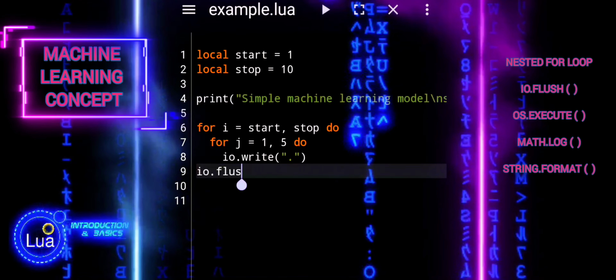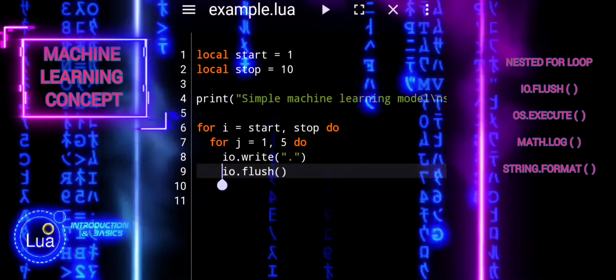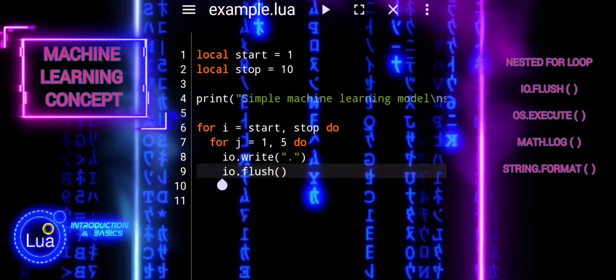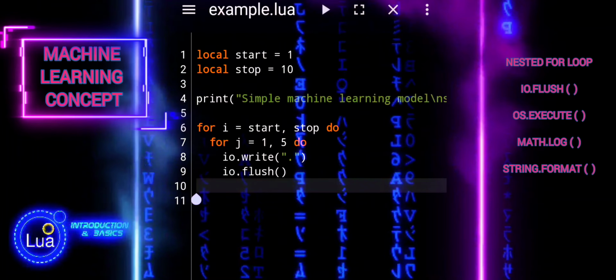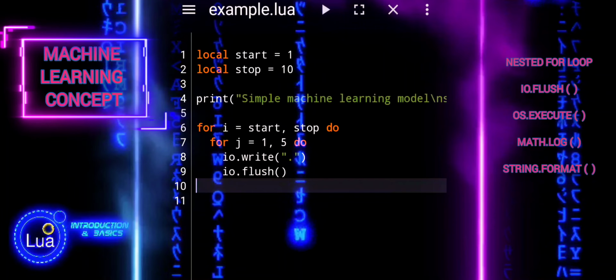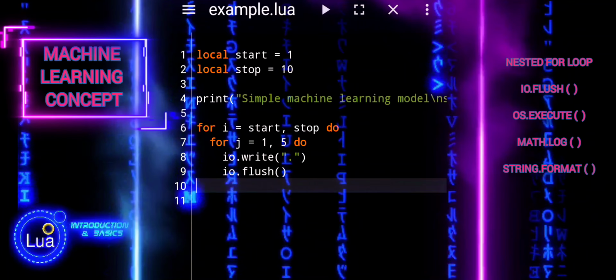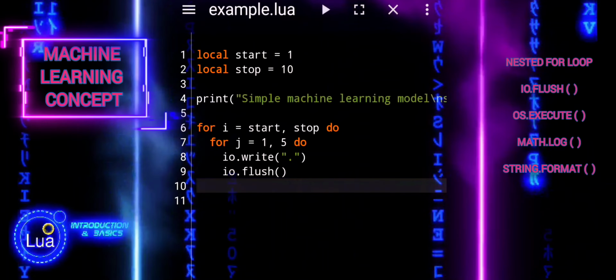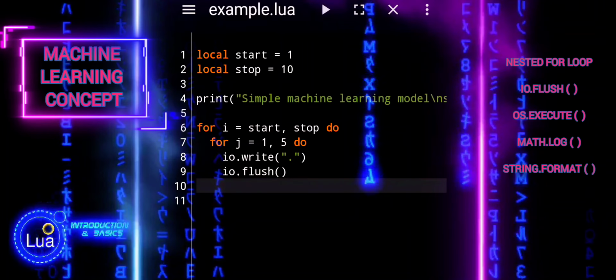The io.flush function is used to ensure that any pending output is immediately written to the output stream. This function is particularly useful when we want to ensure that data is written to the output immediately without waiting for buffering. In our simulation, we use io.flush after printing dots to ensure that the dots are immediately displayed on the screen, providing a more interactive and real-time experience for the viewer.